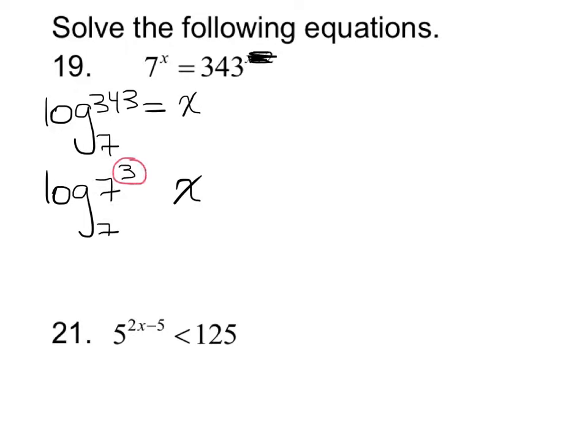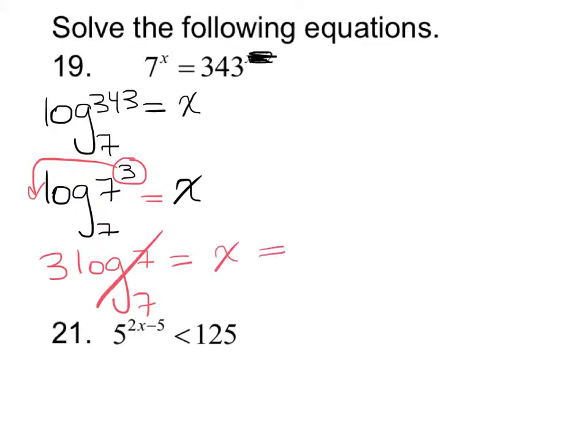Now this, use the power rule. So basically you need to try to solve as much as you can without a calculator. Log 7 base 7 is 1, so x is going to be equal to 3. So this is one way to solve it. Remember my regular, you can just type in log of 343 base 7 and you will get the same answer. So this is one way to solve it.